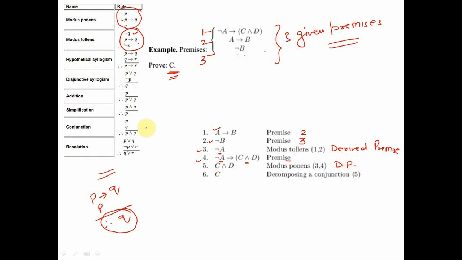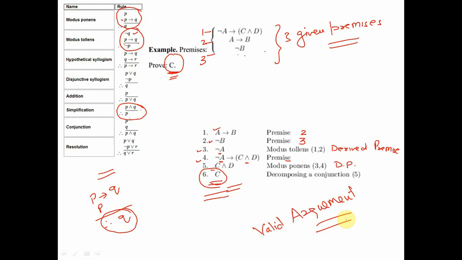Now if C and D, let's apply simplification over here. P and Q, therefore P. So if C and D, therefore C, which was the required conclusion. So we have verified that this conclusion can be inferred from the given premises. So we can say that this argument is a valid argument. In other words, the validity of this argument has been verified.